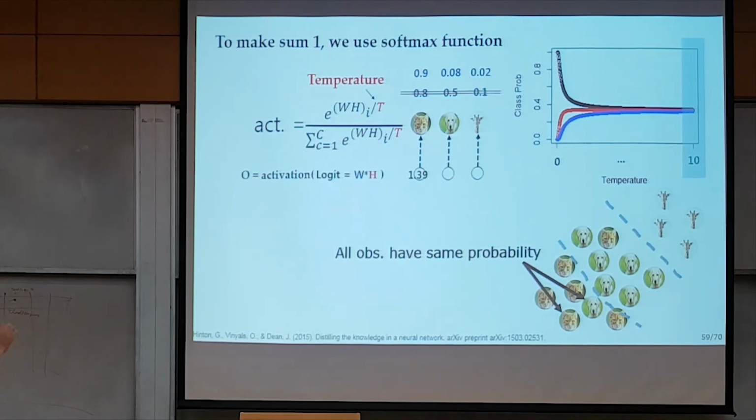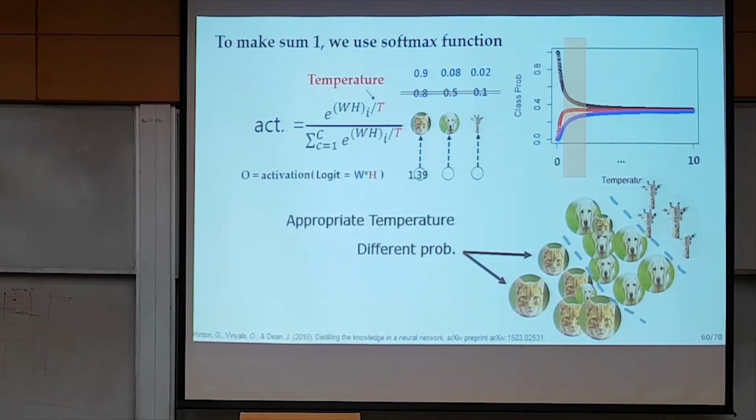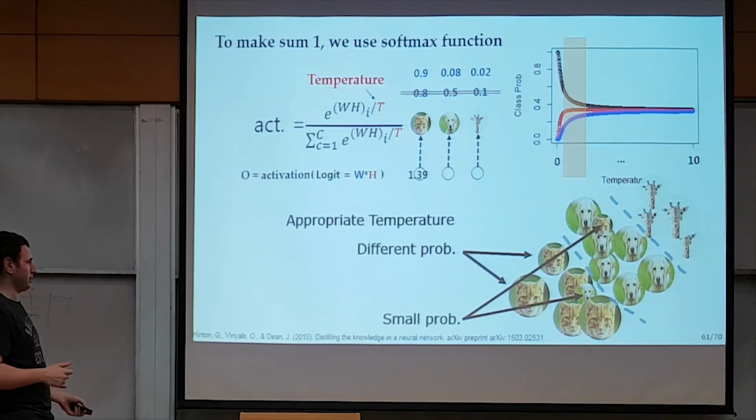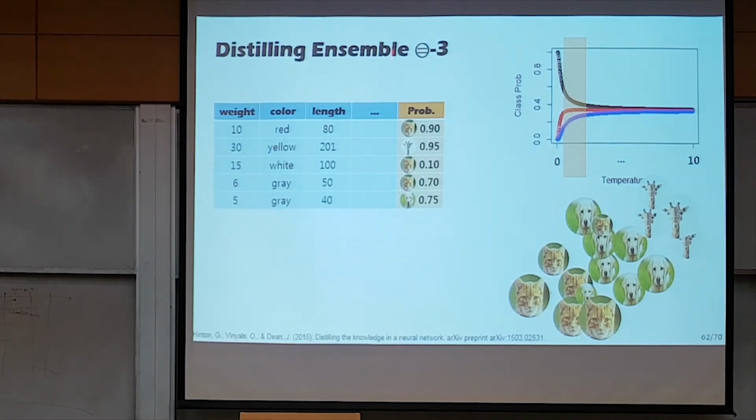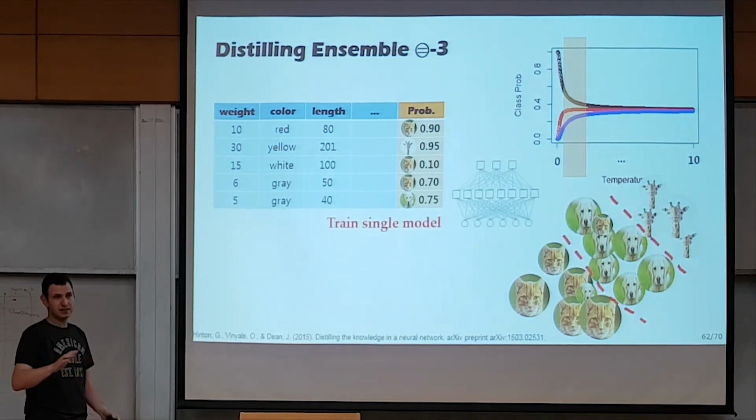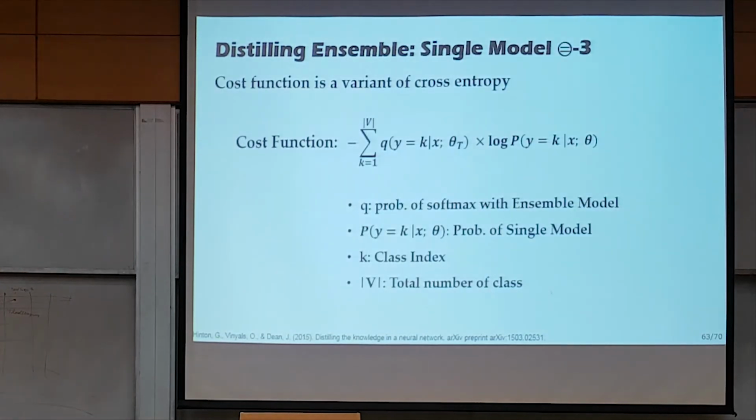So all observations have the same probability. With the appropriate temperature, we have different probabilities. For this one we have bigger probability, and for this one we have small probability. So these are our probabilities: 1, 0.8, 0.9, etc. And here is the region that we are working in. But here we can have the advantage of using our distribution. So we are training a single model by using other methods.